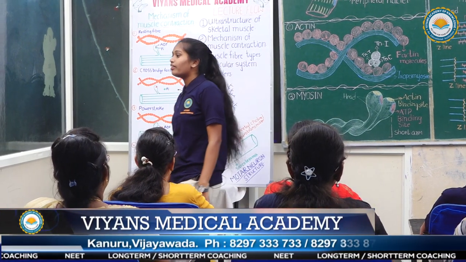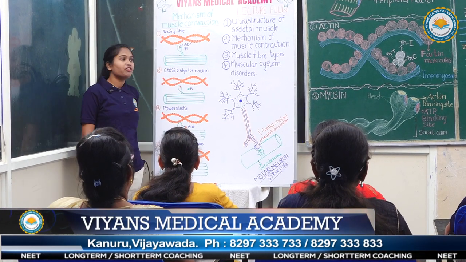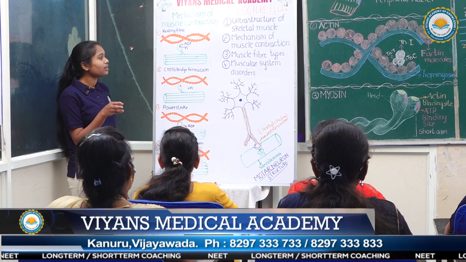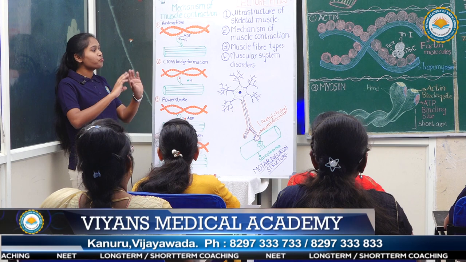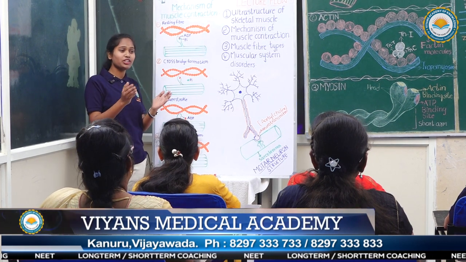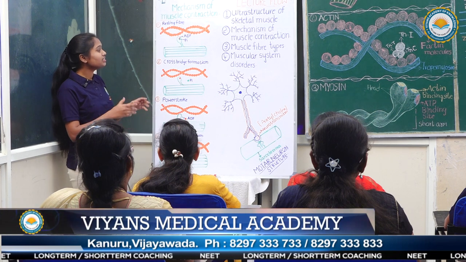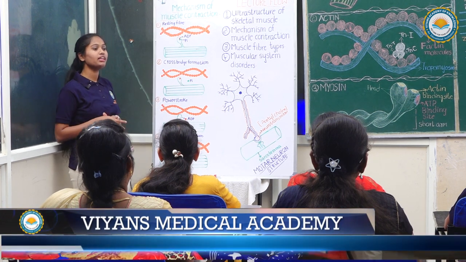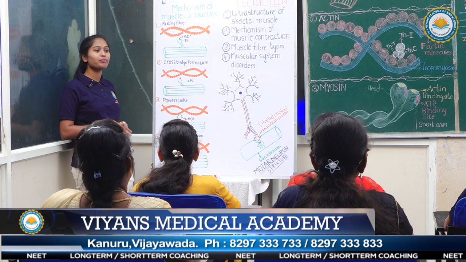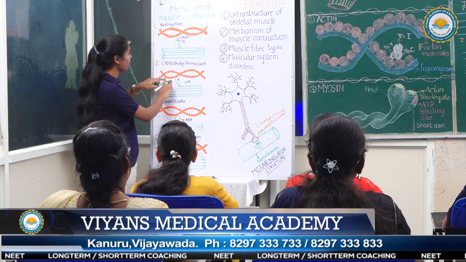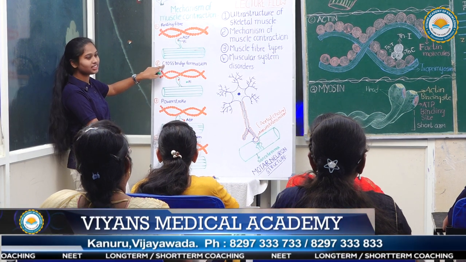Okay, next point is cross bridge formation. As I told you before, the active sites of the actin molecules are bound by the tropomyosin complex. When the calcium ion level increases from the cisternae of the sarcoplasmic reticulum, the tropomyosin complex moves away from the active sites of the actin molecule. Then, utilizing the energy released by the ATPase enzyme, the myosin head is very excited and ready to bind with this actin molecule. This is the myosin head, and it binds to the actin molecule. Our cross bridge formation is successfully completed.